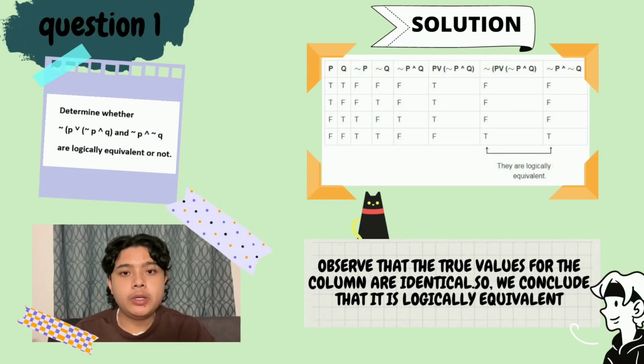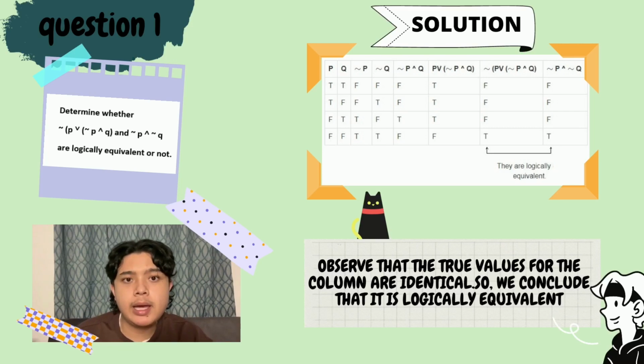For question 1, we have to determine whether negation of (P or Q) and negation P and negation Q are logically equivalent or not. So let's go to the truth table. We use the truth table to check the result, whether it is identical or not. Looking at the variables in both statements, there are P and Q. P and Q are 2 variables, which means we have 4 possibilities of results. For P and Q, we will remember the repetition of truth values.